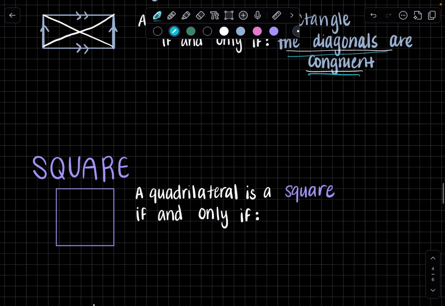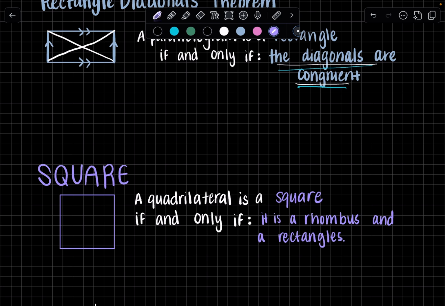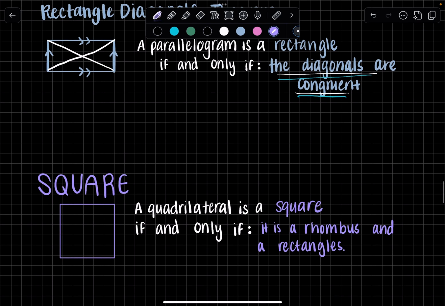Okay, now this is the silliest definition. A quadrilateral is a square if and only if it is a rhombus and a rectangle. So all of the properties that were true about rhombuses and all of the properties that were true about rectangles are also going to be true for squares. Let's look at the first property of rhombuses, that it has 4 congruent sides. Now the next property of rectangles is that it has 4 congruent right angles.